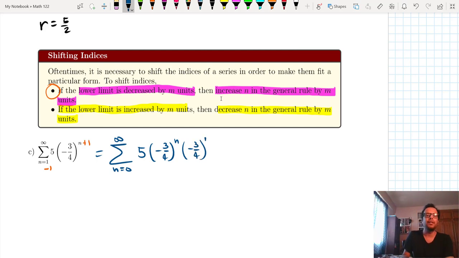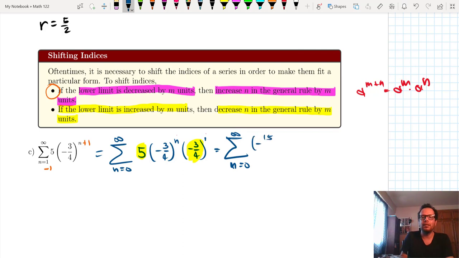to the first power. What am I doing here? I am using laws of exponents. Let me recall the law of exponents. A to the m plus n is the same as a to the m times a to the n, which is what I'm doing here. And in this case, I'm going to multiply these two numbers I'm highlighting in yellow. I'm going to multiply 5 times negative 3/4, which will give us sigma n equals 0 of negative 15/4 times negative 3/4 to the nth power.